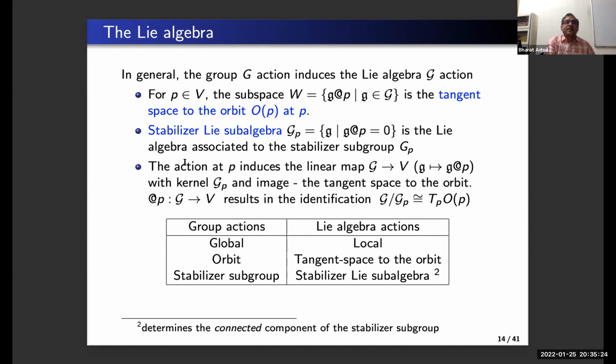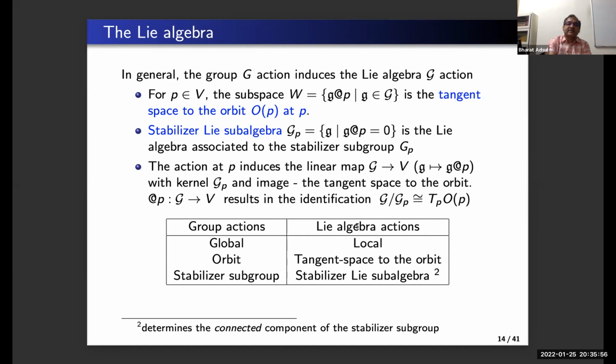So as I said, if there are any questions, please do stop me. Okay. So this action map at a fixed point P essentially gives you this linear map from the Lie algebra to the vector space, whose kernel corresponds to the stabilizer and whose image corresponds to the orbit. That's what happens.